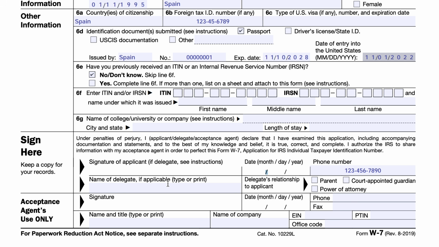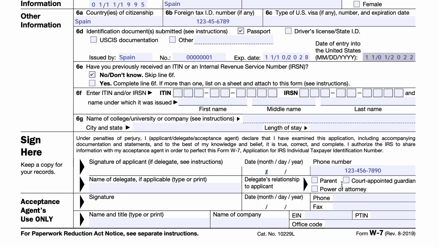If you are applying on behalf of someone, most likely a minor who might not be able to sign by themselves, you would put your name as a delegate here and then indicate your relationship. You could be a parent, you could be a court-appointed guardian. If you are neither, then you would need to have a power of attorney. For minors, you would need to have a power of attorney signed by the parent or the court-appointed guardian.